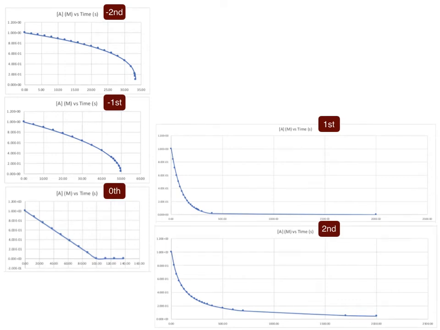Note carefully the connection between the previous graphs and these. Concentration is a function of time. For zeroth order equations, the slope or rate is constant at any given point in time. However, the graphs for negative and positive orders differ significantly.